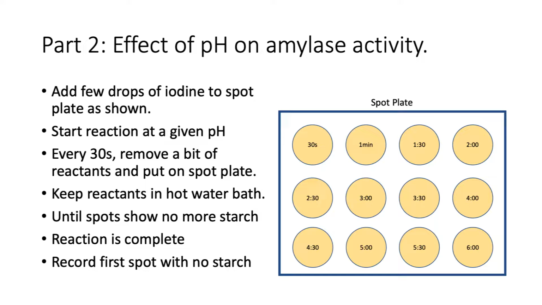Okay, in part 2 of this lab, we're going to basically do the same reaction, but instead of giving it a set time that we have the reaction going, we're going to monitor the reaction as it progresses through time. Okay, so the way this is going to work is you're going to have a spot plate. This is a plate with sort of dimples in it, and into each of those dimples you're going to add a little bit of iodine.